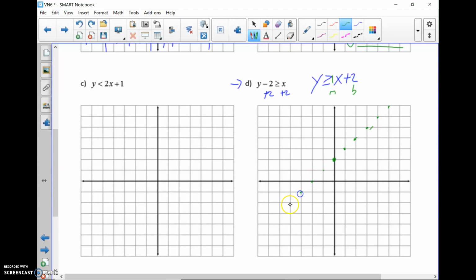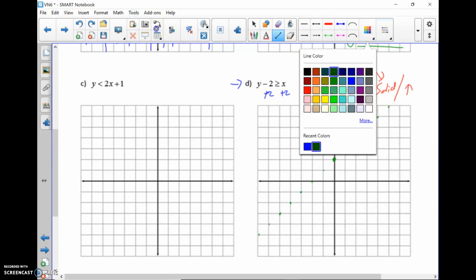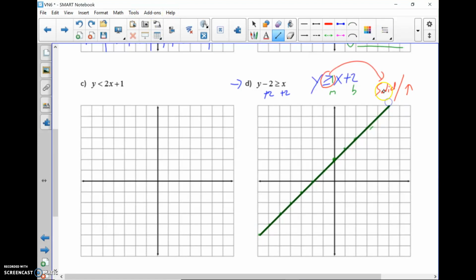And then this is a greater than or equal to. So greater than or equal to tells us the equal to means not dotted. The equal to means we're going to do a solid. And the greater than means we're going to go up. So I can use my line tool now and draw a solid line. And hand draw on the arrows on the ends. Oh, let me go back to green. And the greater than means shade above it. So this one's kind of slanted, so I could probably go either way here. I'll go horizontal.